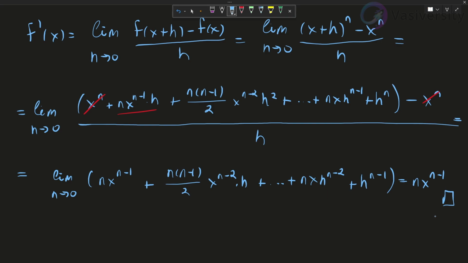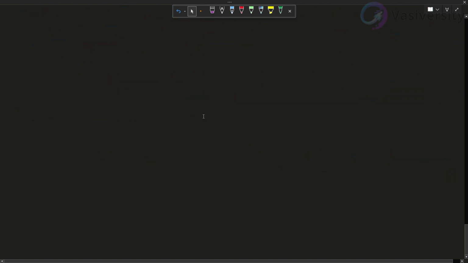Right, so for binomial, slightly faster. But there are two proofs. Okay? So now we don't have to worry too much about using limits, right? So let's go ahead and take a look at some examples.